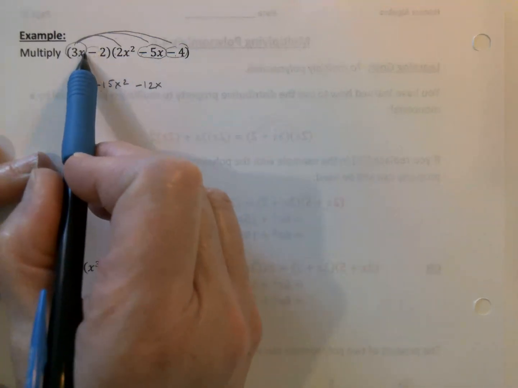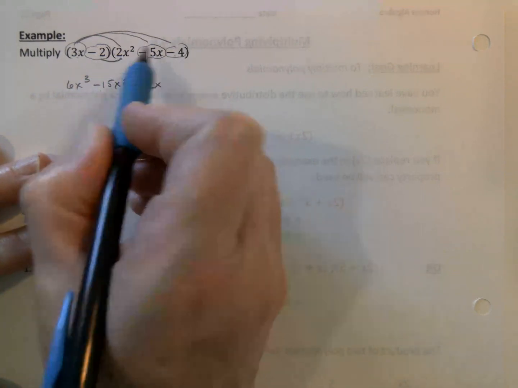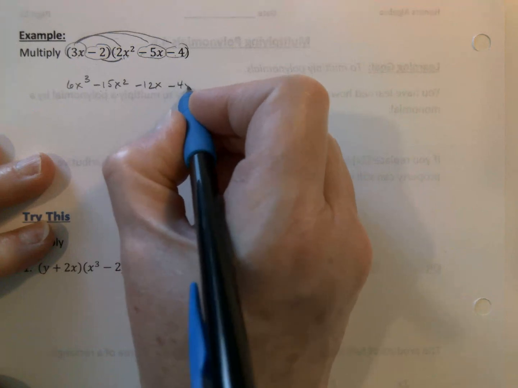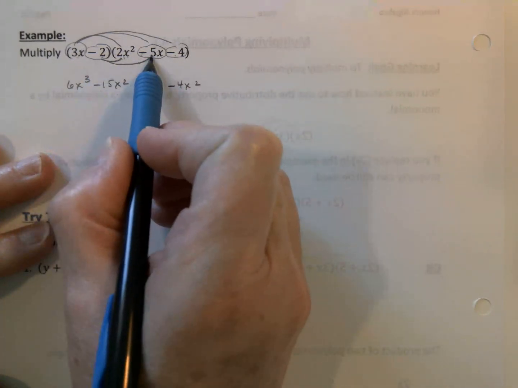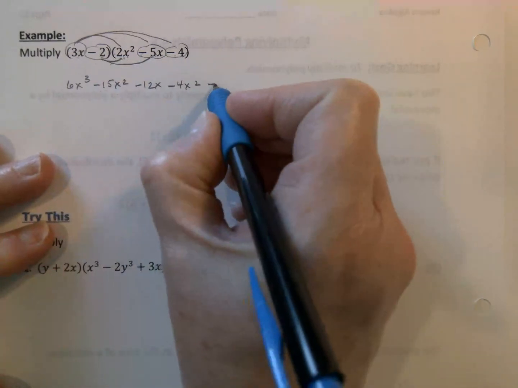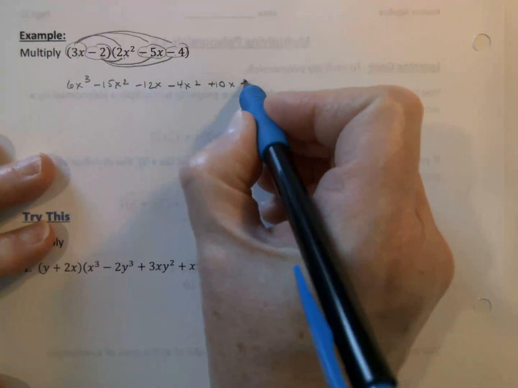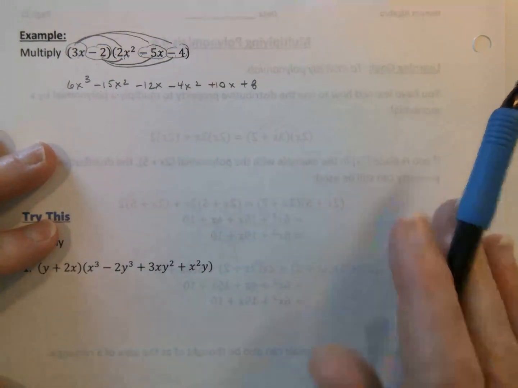Now I'm going to take this second term, which is -2, and I'm going to multiply it by each of these three. So -2 times 2x squared is going to give me -4x squared. -2 times -5x is going to give me a positive 10x. And -2 times -4 gives me a positive 8. Okay, so I have completed all of the multiplication that I need to complete.